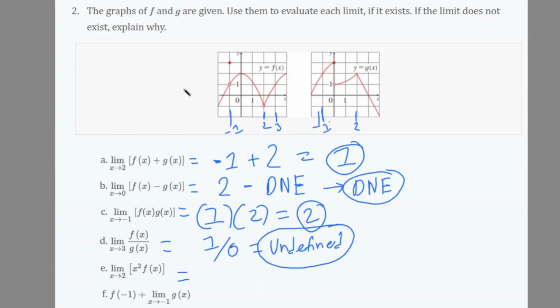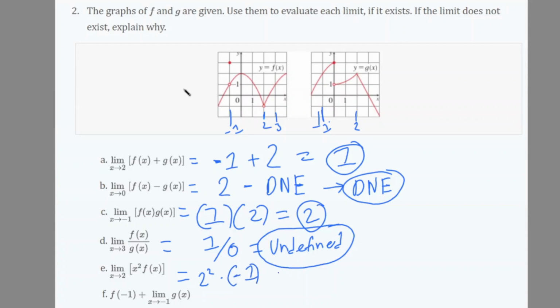So now E, the limit as x goes to 2 of x squared multiplied by function f. So as x goes to 2, first we can substitute in 2 for x squared, so that we would have 2 squared, and then times f(x) at 2, which is negative 1.